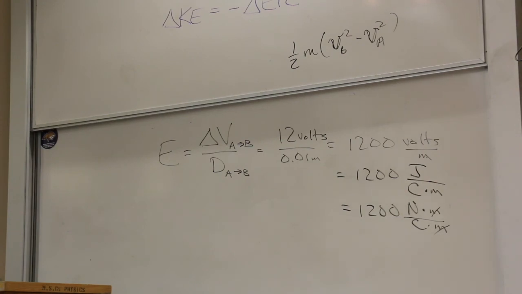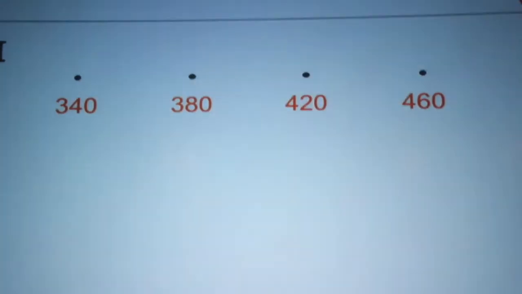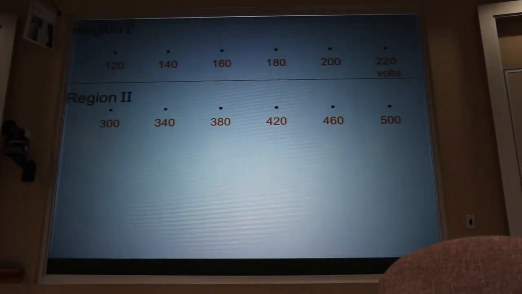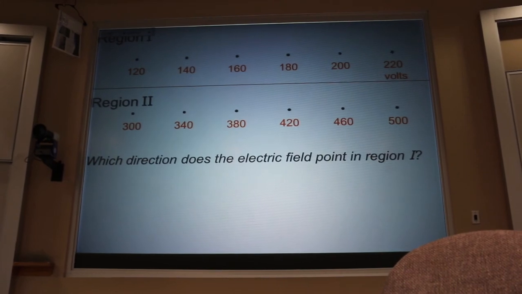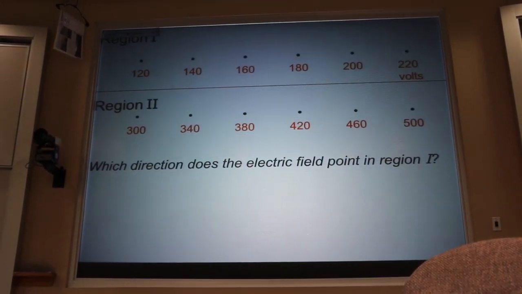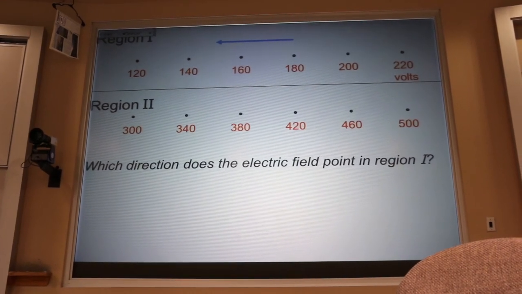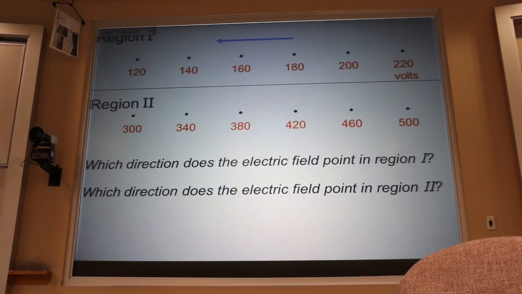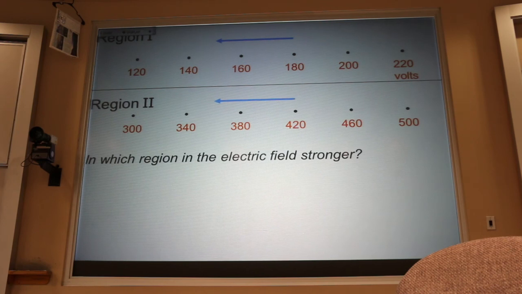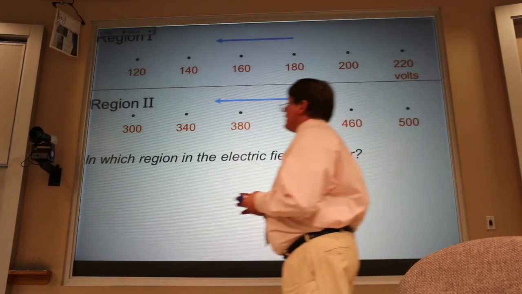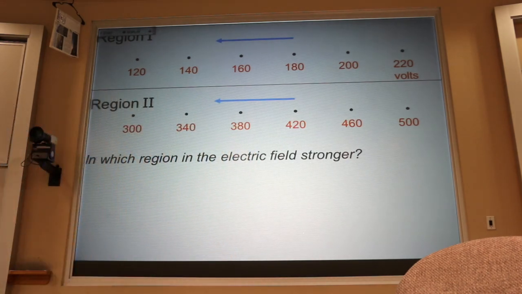Now, if I have two regions, region 1 and region 2, and I were to ask you what direction the electric field points in region 1, you would say from high voltage to low voltage, because it always points from high voltage to low voltage. If I asked you what direction it points in region 2, you'd give me the same answer. But here's the more interesting question. In which region is the electric field stronger, region 1 or region 2? Talk to your neighbor.